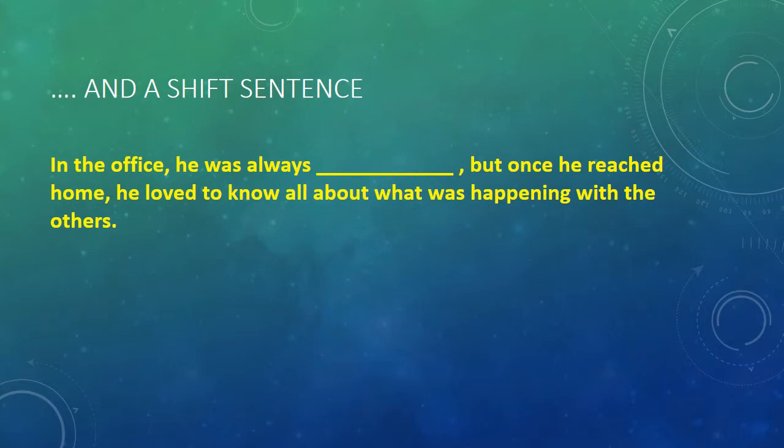In the office, he was in a certain way, but once he reached home, he loved to know all about what was happening with the others. This only indicates that in the office, he did not really concern himself with the affairs of others. The word but indicates that the blank should be an exact opposite of how he was at home. Now, the word but indicates a shift in the sentence. Again, a classic example of how a shift sentence looks like.